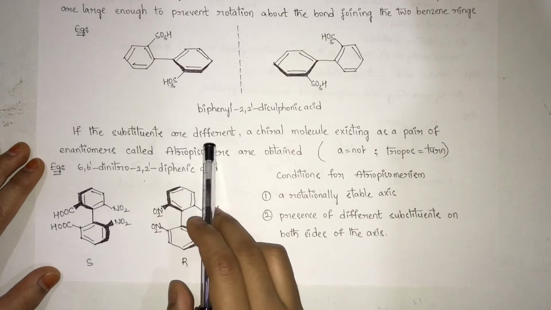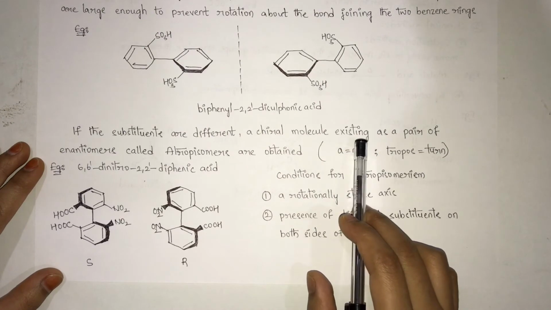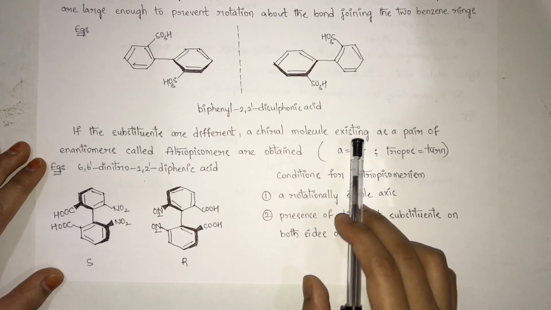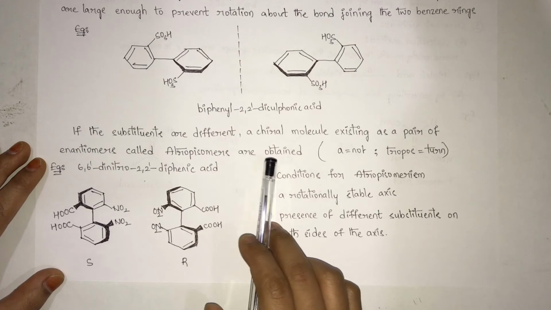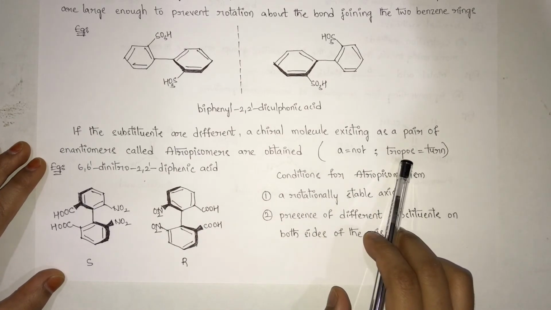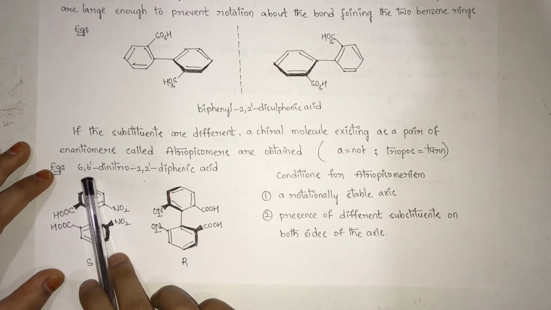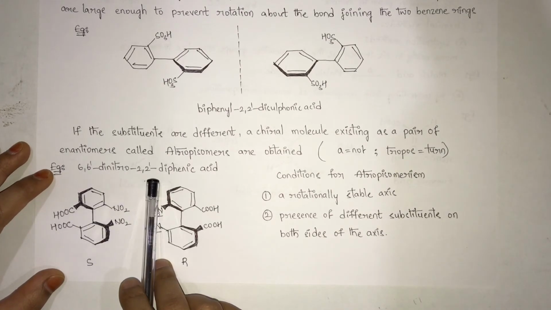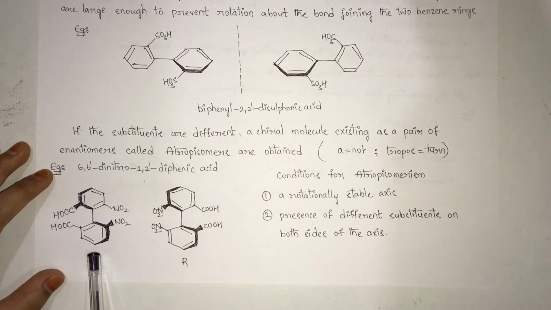If the substituents are different, a chiral molecule existing as a pair of enantiomers, called atropisomers, is obtained. A means not, tropos means turn. So they are not able to turn, but they will produce isomers. For example, 6,6-dinitro 2,2-diphenic acid. Here this portion is towards us and this portion is towards us. So this is the S isomer, this is the R isomer.